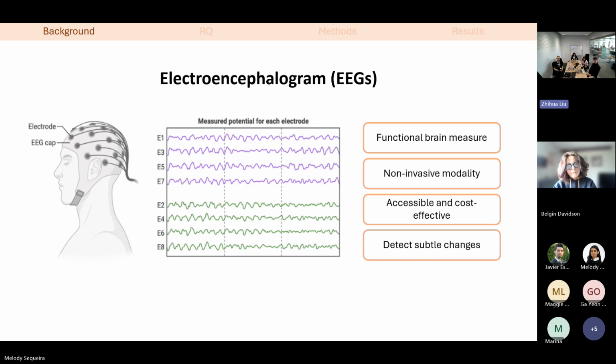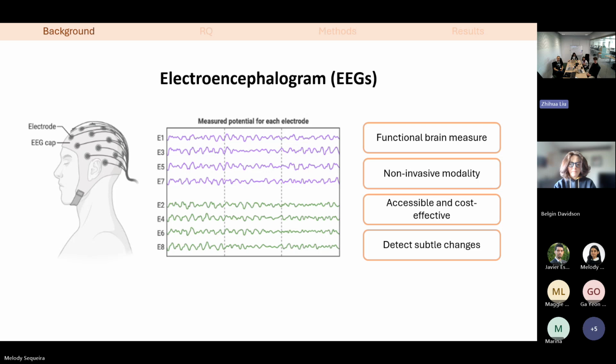So electroencephalograms, or EEGs, are a cost-effective, accessible tool where you attach a cap with electrodes to your scalp that read real-time electrical activity happening in your brain. Now, this can happen when you're at rest or doing a task such as a memory task. And these are quite nice in understanding real-time brain activity that give us readouts of brain function.